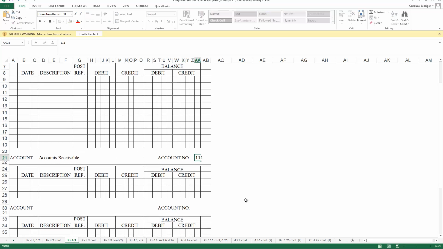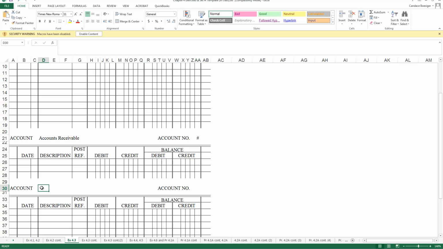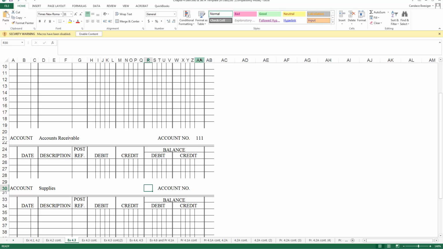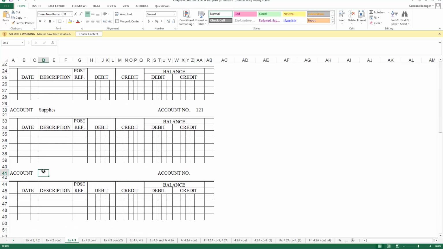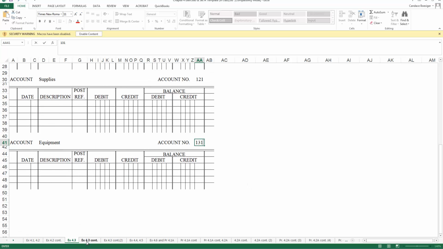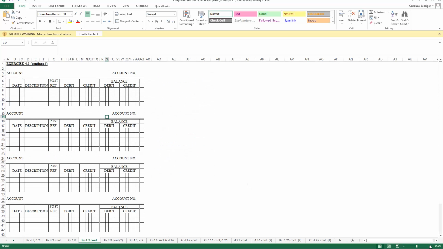and I'm going to do this for every single account that is listed here. And I'm just going right down the list for the amount that is listed on page 107. I'm just going right down that list. So supplies, equipment, okay, and now I've got to move to my next sheet.